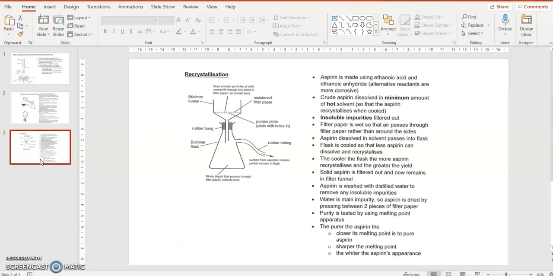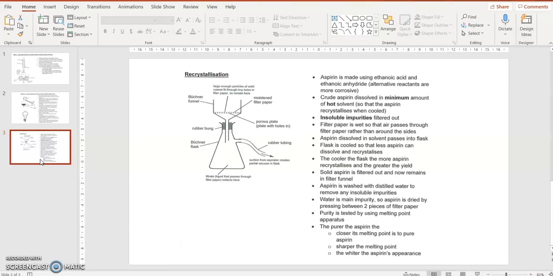The flask is cooled so that less aspirin can dissolve and therefore recrystallizes, and the cooler the flask, the more aspirin recrystallizes and the greater the yield. The solid aspirin is filtered out and now remains in the filter funnel. Aspirin is washed with distilled water to remove any soluble impurities, which will then go down into the flask. The water will be the main impurities.